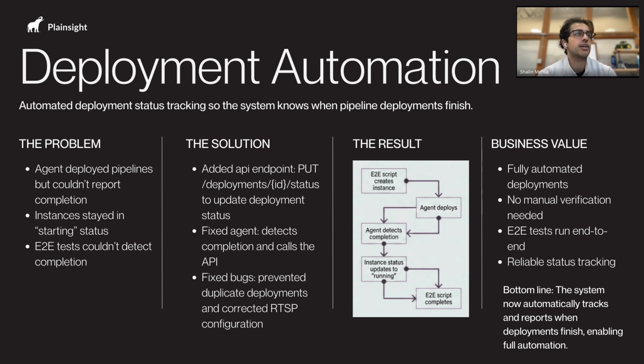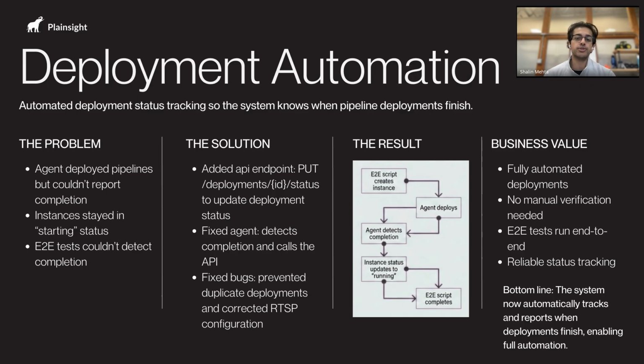essentially deployment status tracking such that the system knows when the pipeline deployments finish. Previously, pipeline deployments were created successfully, but the system didn't know reliably when they finished. Once a pipeline had been triggered, there was no single component responsible for watching it through to completion. That led to instances getting stuck in a starting state, end-to-end tests not knowing when to proceed, and engineers needing to manually verify different deployments.